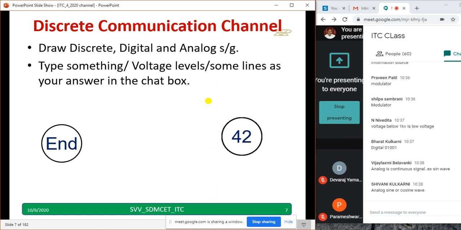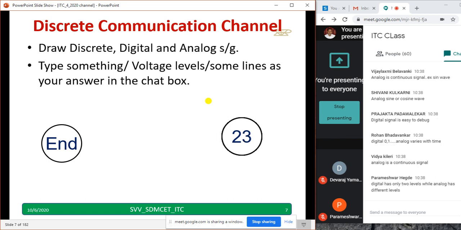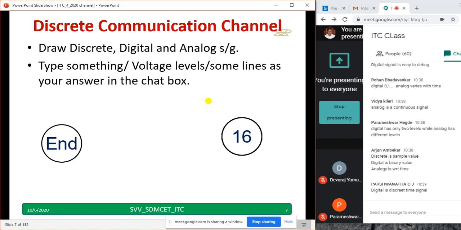Tell the answer. Shivani has typed analog sine or cosine wave. Okay. Vijay Lakshmi has typed analog is continuous signal. Very good. Rohan has typed digital is 0, 1. Analog varies with time. Okay. Vidya has typed analog is a continuous signal. Okay. Parameshwara, digital has only 2. Very good. Nobody is talking about discrete.